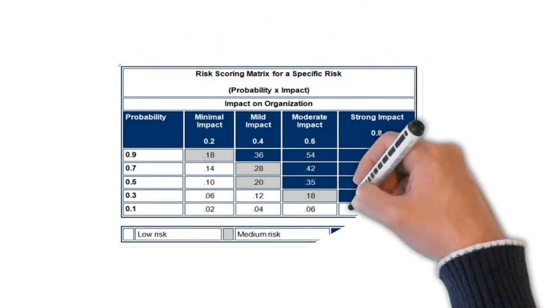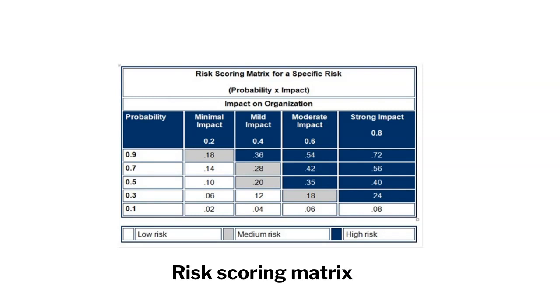The risk scoring matrix shown here demonstrates values for probability, risk impact, and the calculated risk scores. It also illustrates the assignment of a risk category, low, medium, high, based on the numeric value of the calculated risk. Risk scores should be determined for all of the risks identified during the risk identification process.